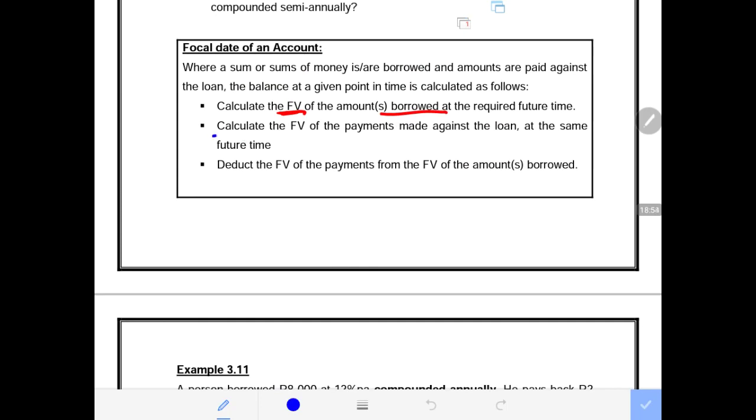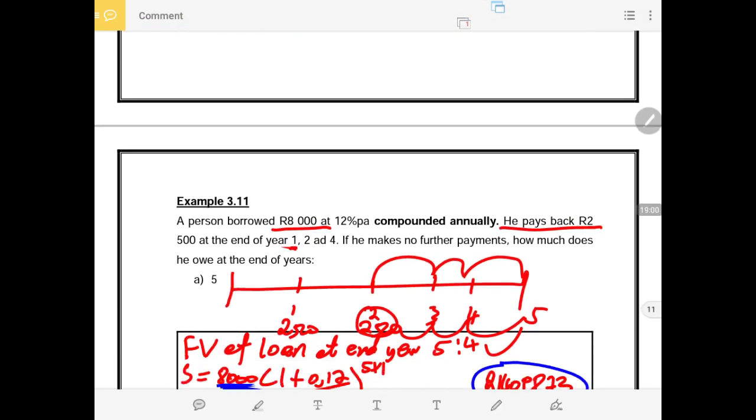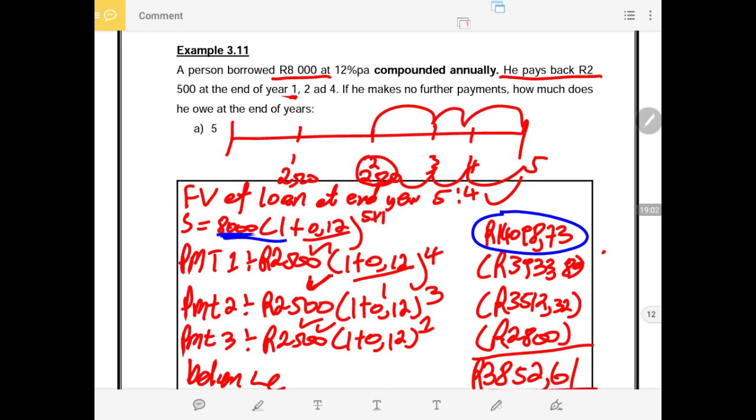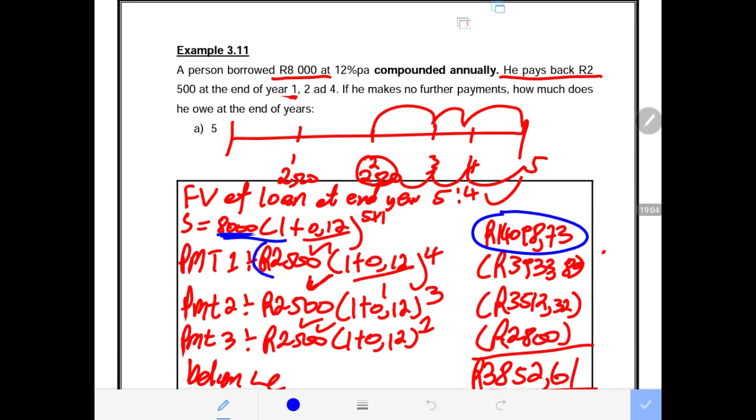We calculate the future value of the payments that were made against the loan at the same focal date, or future term, meaning at the same 5 years. Therefore now we say 2.5 was paid at the end of year 1, so to the focal date it will be 4 years. There the future value is for 4 years. And 2.5 was paid at the end of year 2, meaning it will be for year 3, year 4, year 5. Therefore the future value will be for 3 years. There our n is 3.